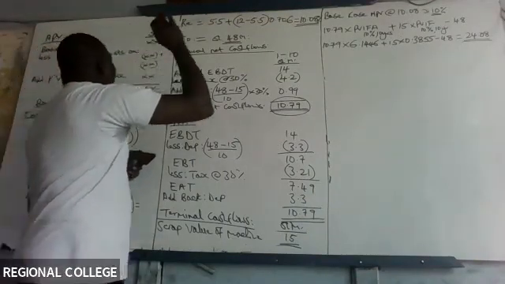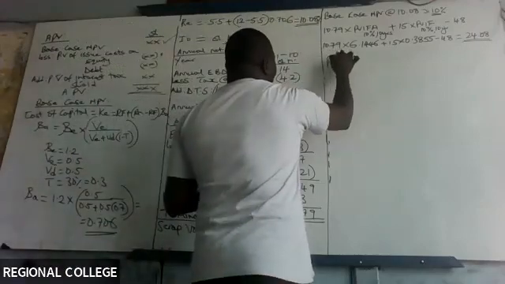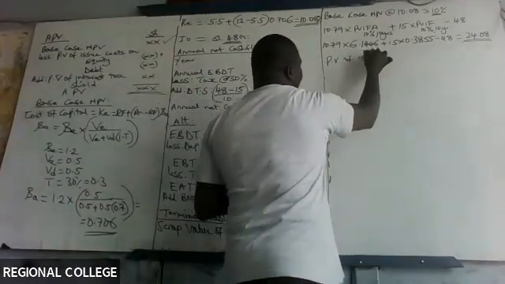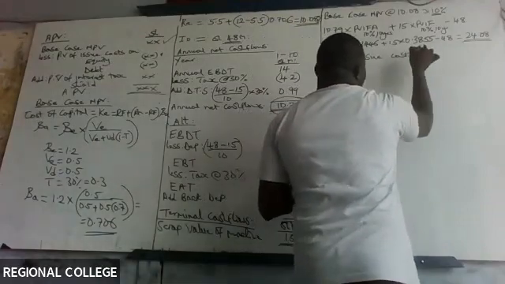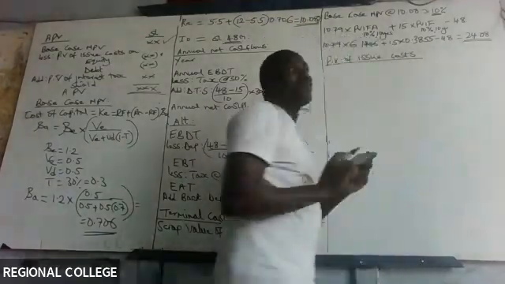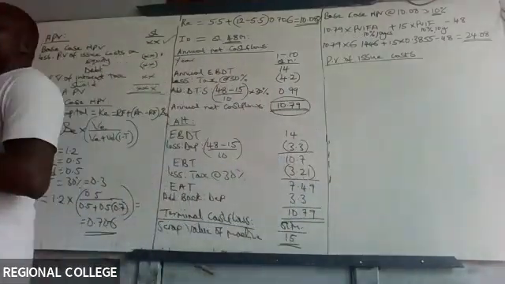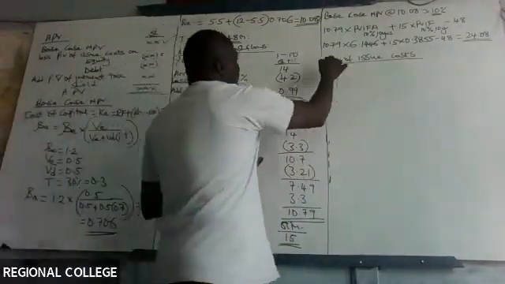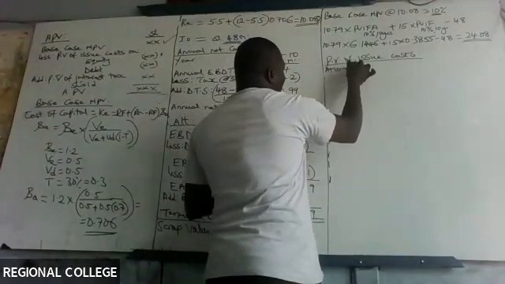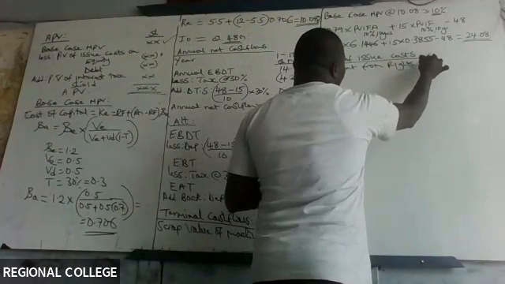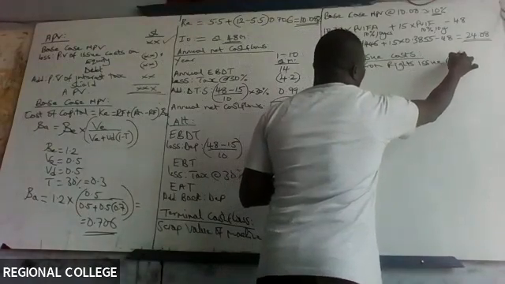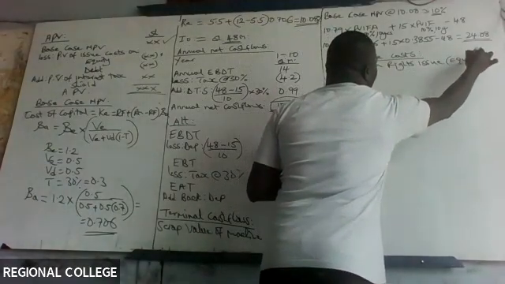So now for the second part, present value of issue costs. So we have amount from rights issue. Rights issue is the equity, right?